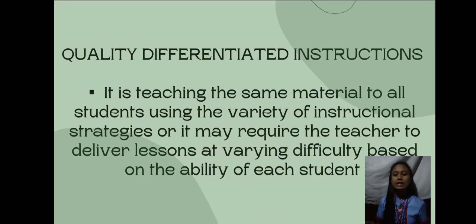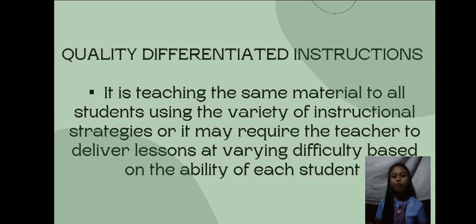So, quality differentiated instructions. It is the teaching of the same materials to all students using a variety of instructional materials, or it may require the teacher to deliver the lesson at varying difficulty based on the ability of each student. So in a classroom, there is really a diversity. Students come from different backgrounds, different beliefs, and in fact, students have different learning strategies.